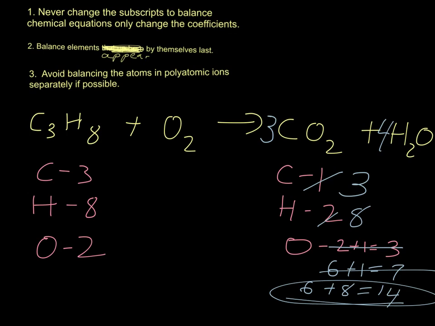So now if we look, we've got our carbons balanced, we have our hydrogens balanced, we just need to balance our oxygens. What can you multiply 2 times to get 14? 7, right? So now your carbons, hydrogens, and oxygens are balanced. And you're done! Chemistry's easy. Life is hard, yes?